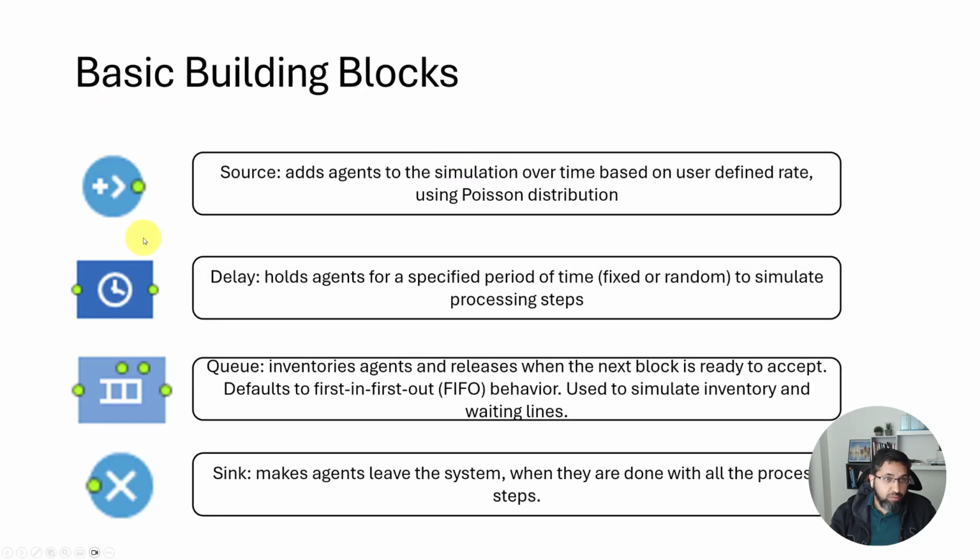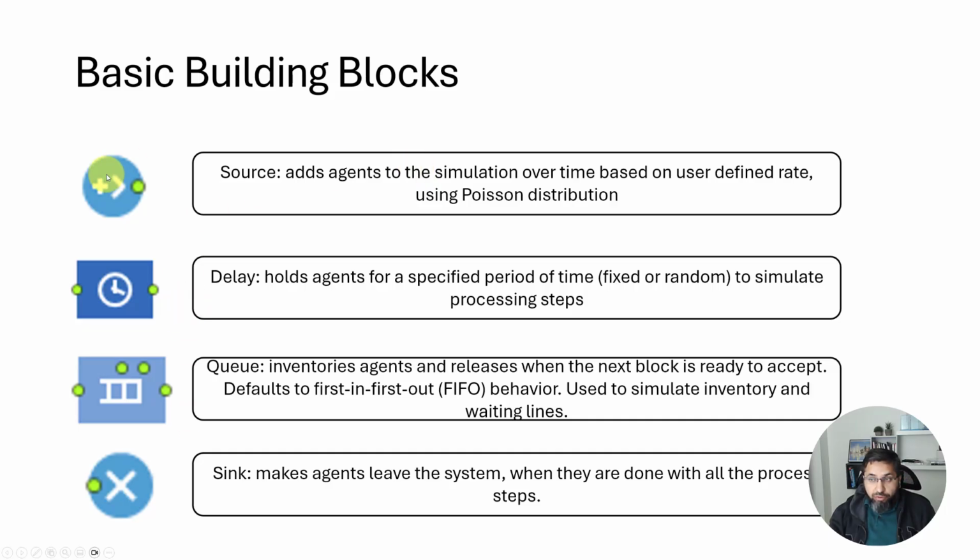Let's understand some basic building blocks, and then let's get to building our simulation models. So the round block with a plus sign and an arrow going this way, this is called a source block. All these blocks have these green lights or circles. That means a connector. So if a block has one connector, it means it needs to be connected on this side to something else. If a block has two connectors, it needs to be connected on both sides to some other blocks. So the source block adds agents to the simulation over time based on a user-defined rate, like how many agents you want to put in per unit time. And that's basically based on the demand or the load on your process. So the more the demand or load, the higher the rate you would set.